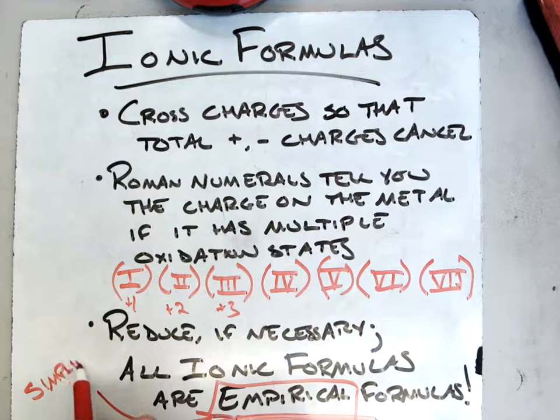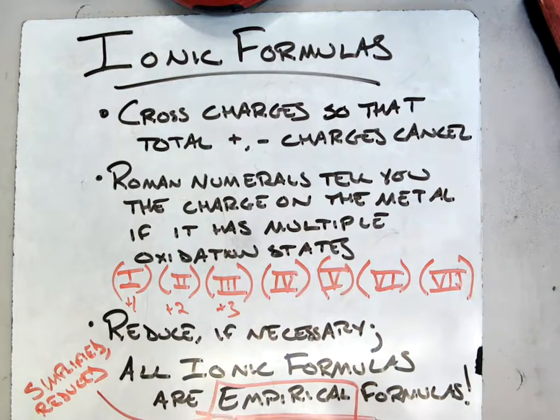Simplified, reduced. You look at those subscripts, you look at the ratios, you see if the ratio can be reduced. In an ionic compound, you're looking at the ratio of ions. Can you reduce the ratio of ions? Sorry about that bell.